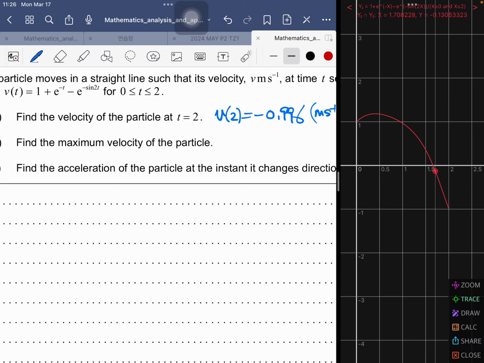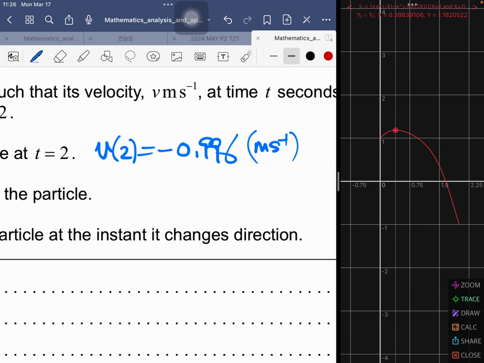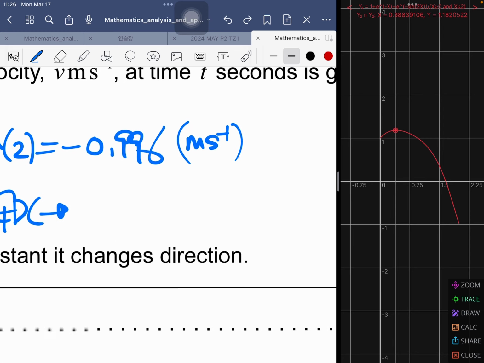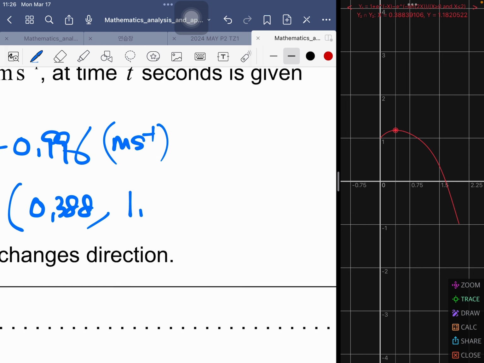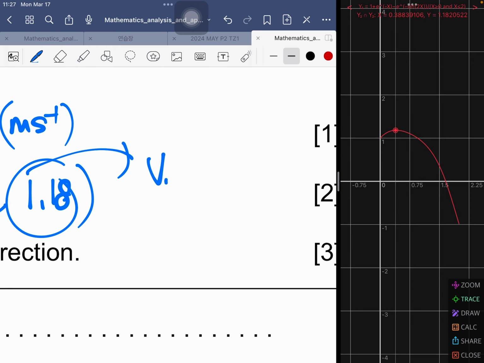Find the maximum velocity of the particle. So the maximum velocity happens here, right? Using the GDC, at t equals 0.388, the maximum velocity y equals 1.182, so 1.18. So we can see that V max equals 1.18 meters per second.